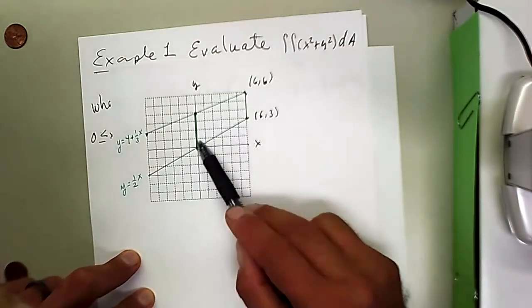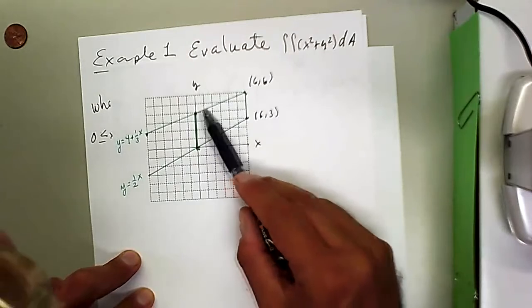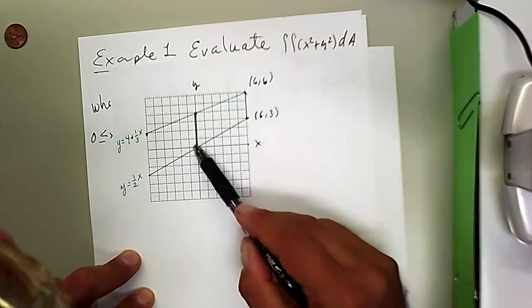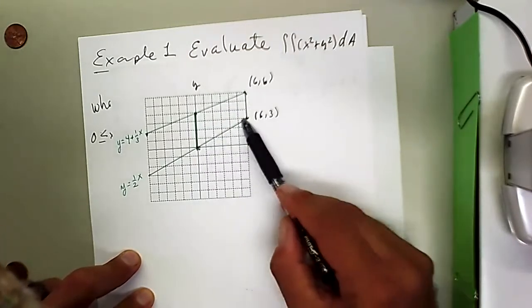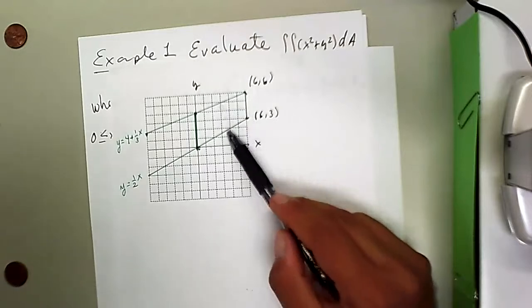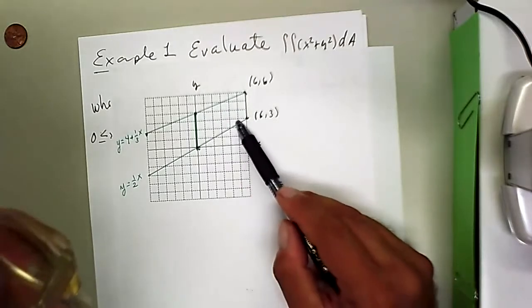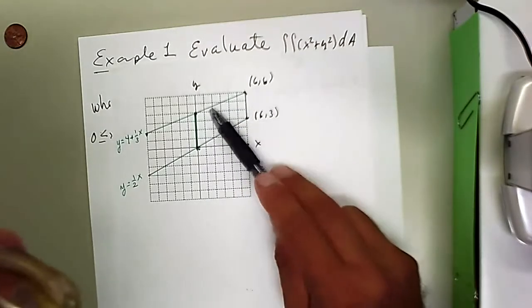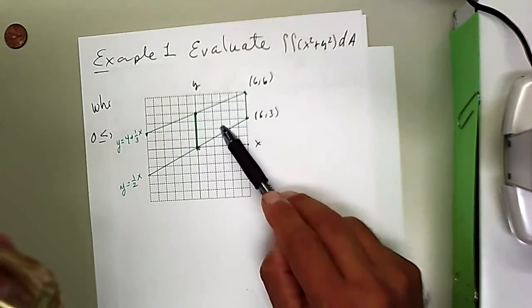So this is not a parallelogram because the line on top has a slope of 1/3. The line on the bottom has a slope of 1/2. So even though they seem a little bit parallel, they're definitely not parallel.